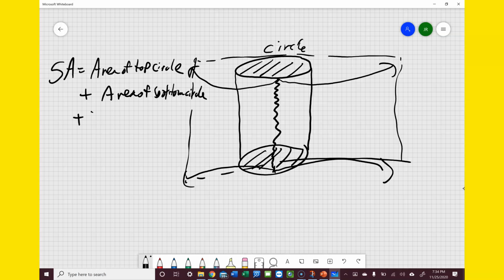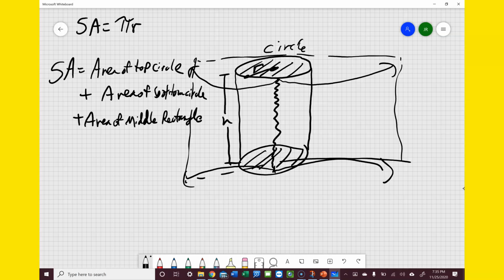So this plus the area of the middle. What? Rectangle. So I have three shapes that make up the total materials that go into making the cylinder. Now we have a radius of that circle and we have the height of that cylinder. Hopefully we can get all three of these in terms of just those variables. Well, what is the area of the top circle? The area of the top circle is pi r squared. And the area of the bottom circle is also pi r squared.